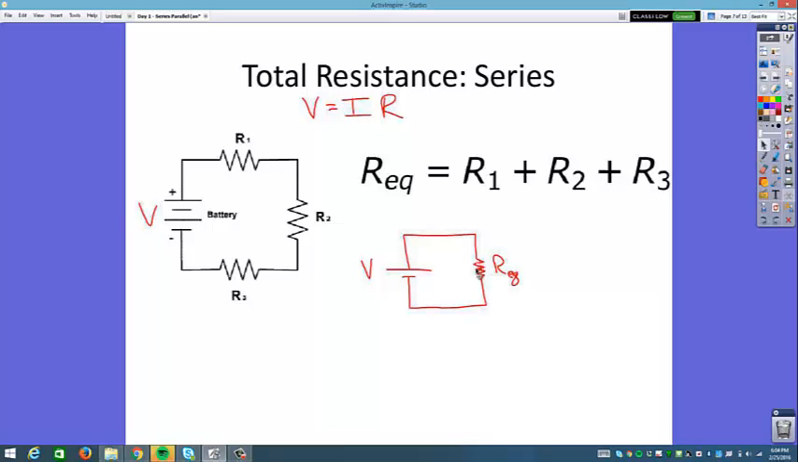Okay, with your resistors, the current is going to be the same everywhere. Because in order to go through one resistor, you have to go through the second resistor, and you have to go through the third resistor. So your current is the same everywhere in a series circuit. Your potential will be different. Each resistor is going to take some of that potential, so when the electrons get to the next one, they'll have less potential. When they get to the third one, they'll have even less potential. So for a series circuit, current is the same, potential is different.